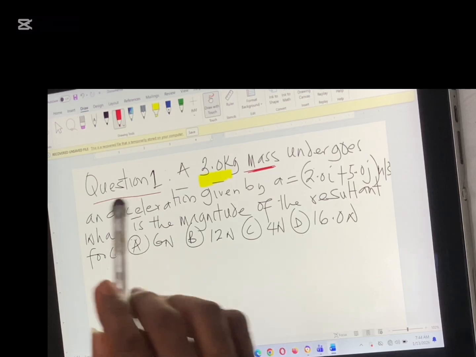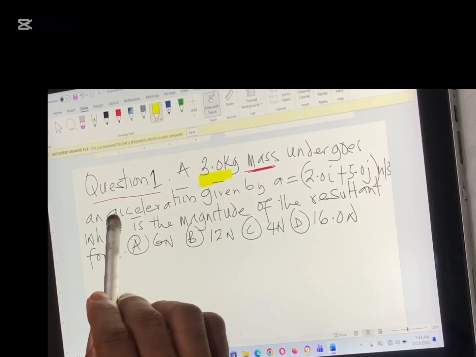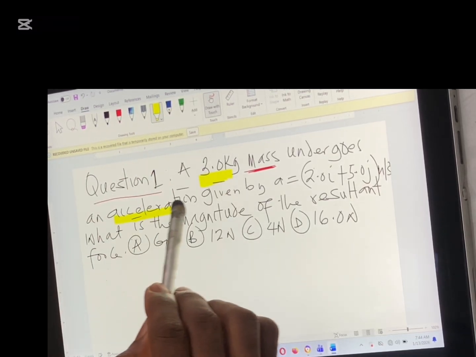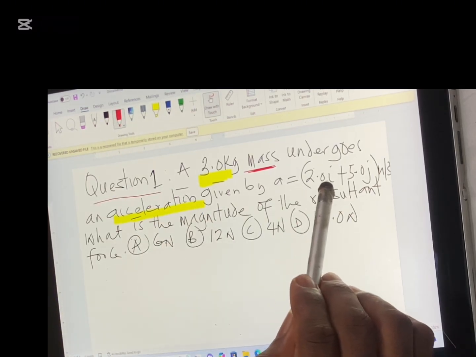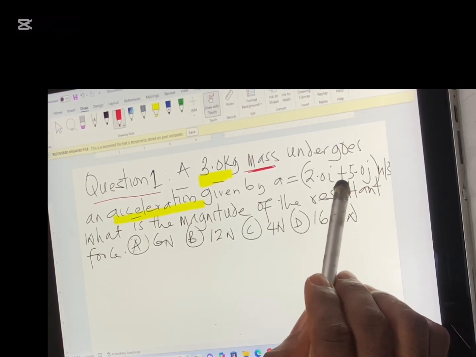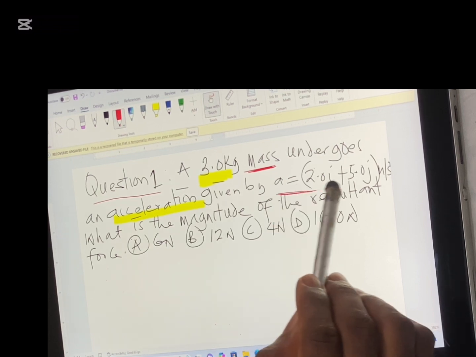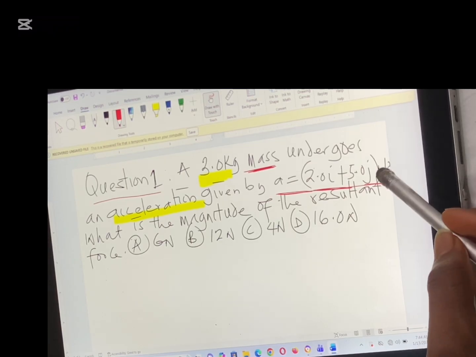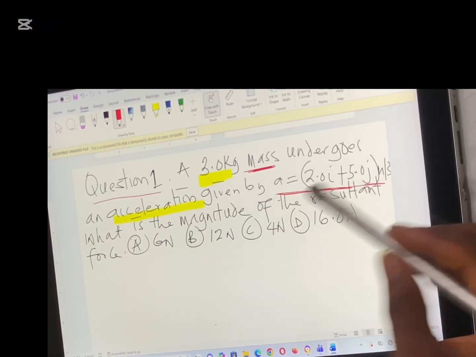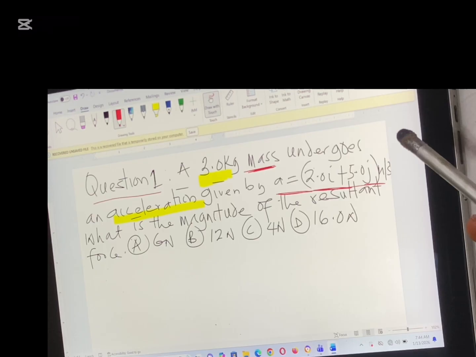Undergoes an acceleration. So the acceleration here is 2.0 i, and i, that's in vector, plus 5.0 j in vector. The unit is meter per second square. That is the unit of acceleration.